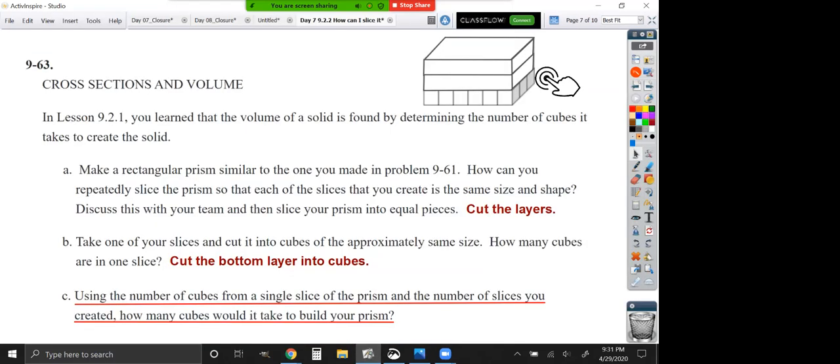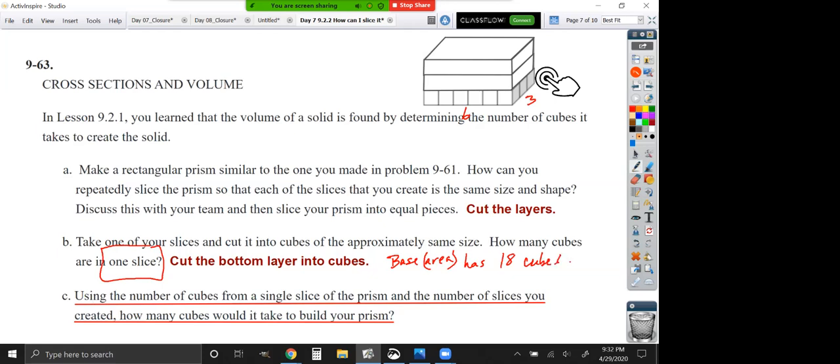So part B: take one of your slices and cut it into cubes of approximately the same size. How many cubes are in the slice? We're going to cut the bottom layer into cubes like I did right here. They want to know how many cubes are in the bottom layer. If this has 6 by 3, how many cubes are in my bottom layer? The base area has 18 cubes.